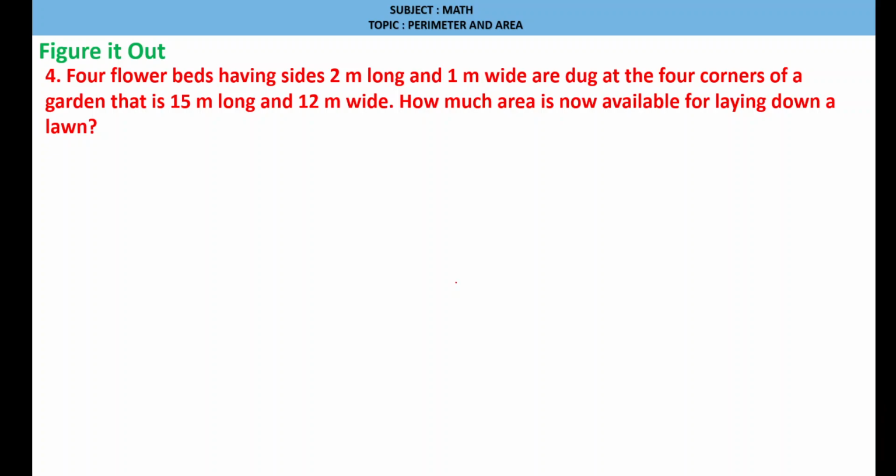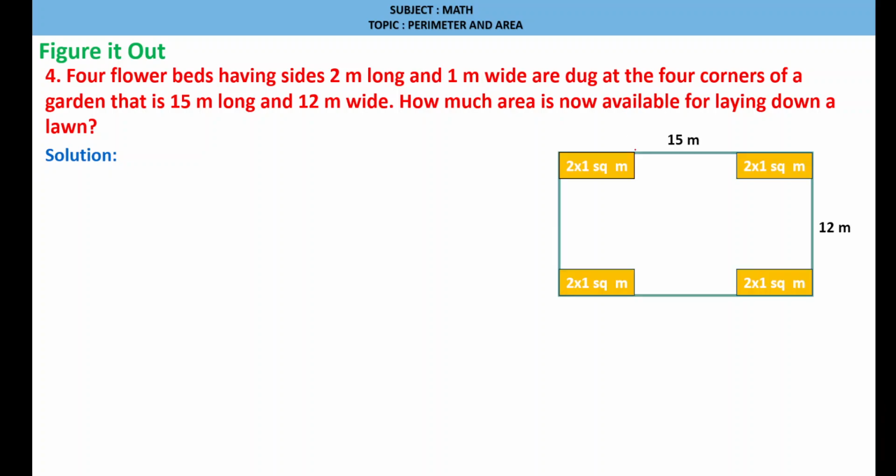Question number 4. 4 flower beds having sides 2 meters long and 1 meter wide are dug at the 4 corners of a garden that is 15 meters long and 12 meters wide. How much area is now available for laying down a lawn? So we need to find the area of the garden and then subtract the area of the 4 flower beds. Then the remaining area will be available for laying down a lawn.